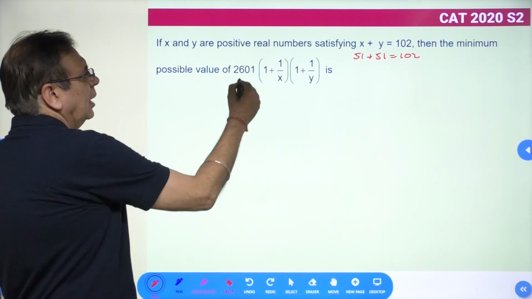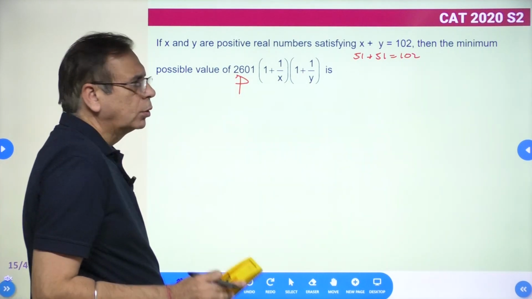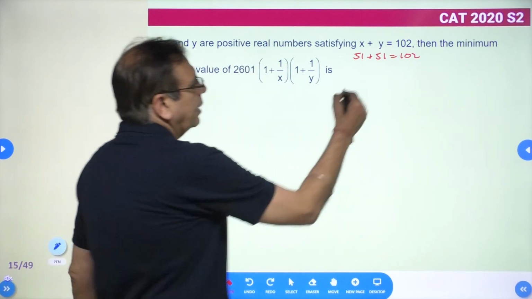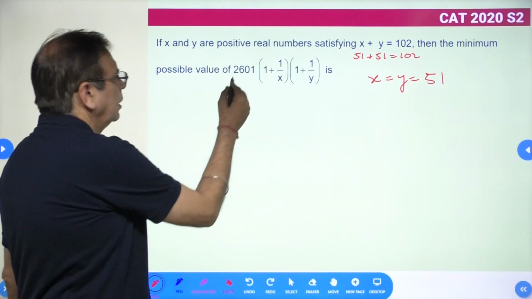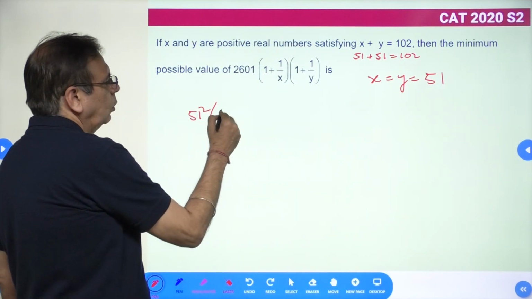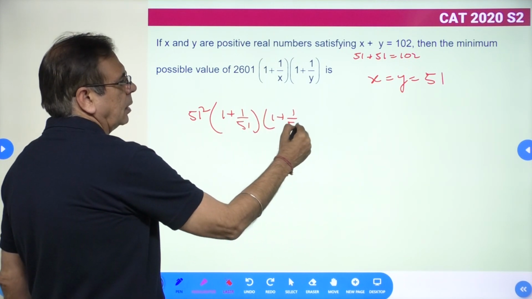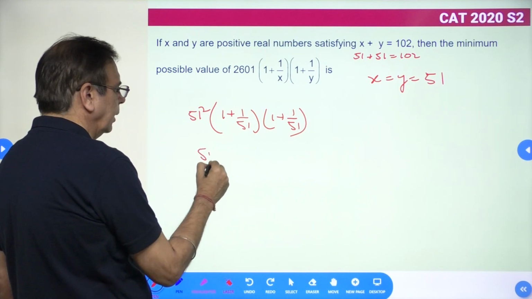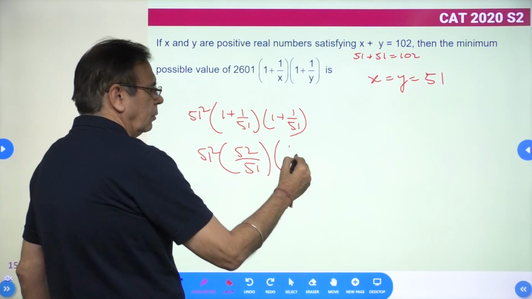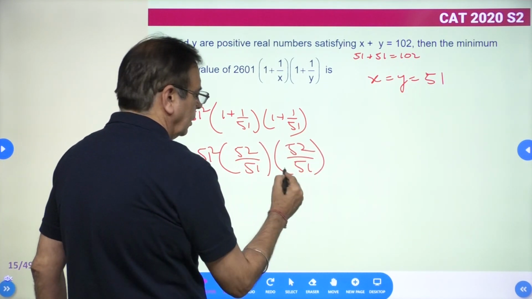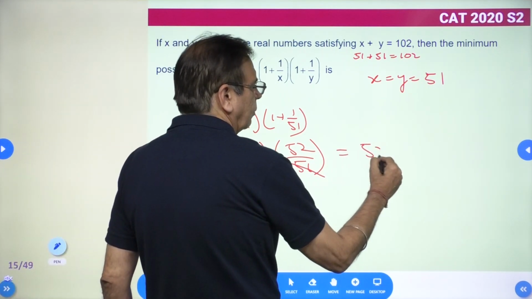And in this particular question, it is visible, isn't it? So if I take x equal to y, not equal to 102 but 51, what does this become? This is nothing but 51 square into 1 plus 1 by 51 into 1 plus 1 by 51. What does this become? 51 square into 52 by 51 into 52 by 51. That means the 51s cancel and this is nothing but 52 square.